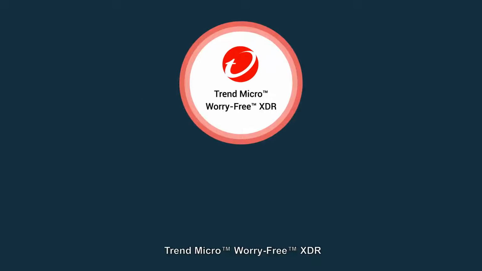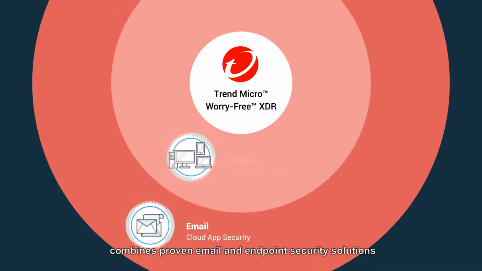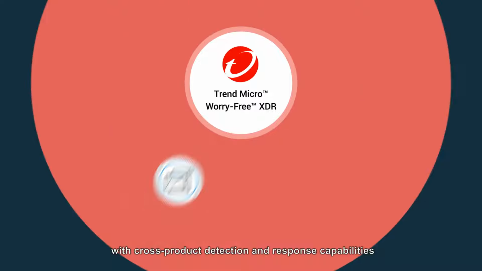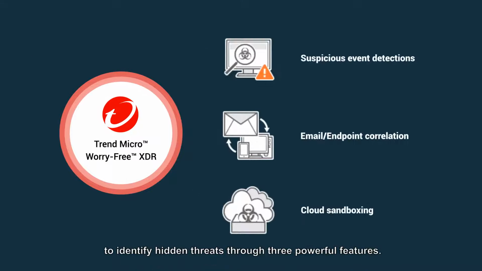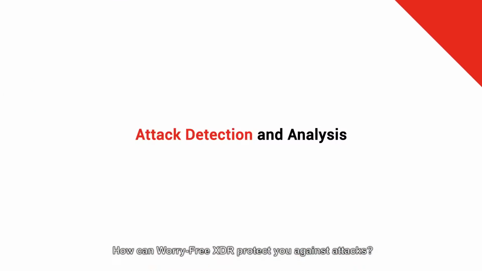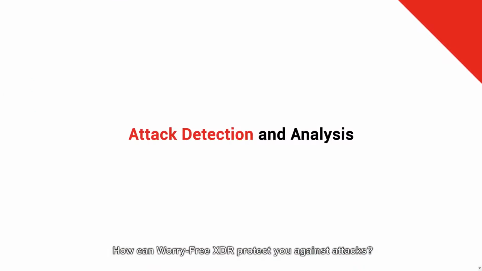Trend Micro Worry-Free XDR combines proven email and endpoint security solutions with cross-product detection and response capabilities to identify hidden threats through 3 powerful features. How can Worry-Free XDR protect you against attacks?